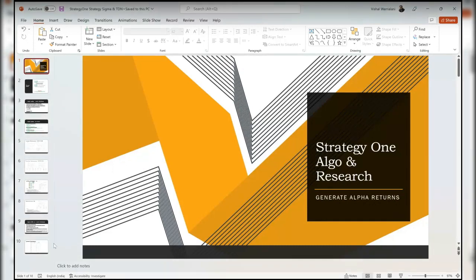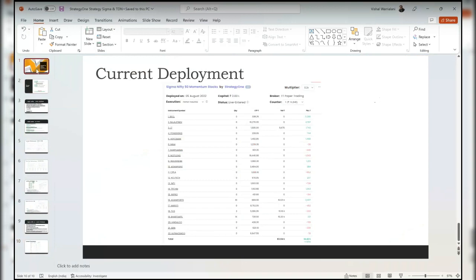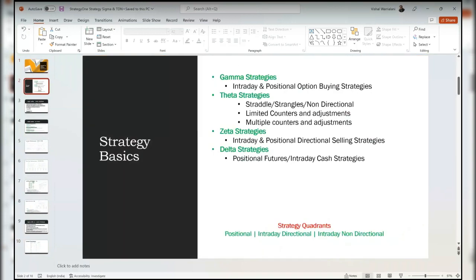There might be many more questions as well, but we'll try and answer all of these questions. We'll focus primarily on a couple of strategies. Let's go back to the basics. We do have gamma strategies, theta strategies, zeta, and delta. These are all different segments, and our strategies are in different quadrants from positional to intraday, directional, and intraday non-directionals. Today, we are going to talk about a couple of theta strategies and another new segment, sigma strategies.